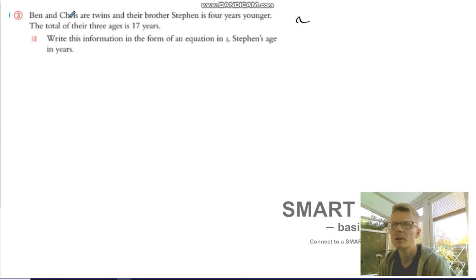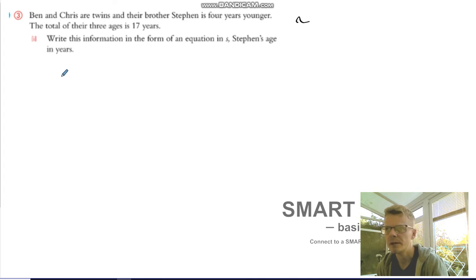There we go. So first one's just worded questions. It's algebra. So Ben and Chris are twins. So whatever expression we use for one of their ages, we'll use for both of them. So whatever Chris is, Ben is too, and their brother Stephen is 4 years younger. And then finally the total, so adding up their ages we get 17. So write this information in an equation in S, Stephen's age.